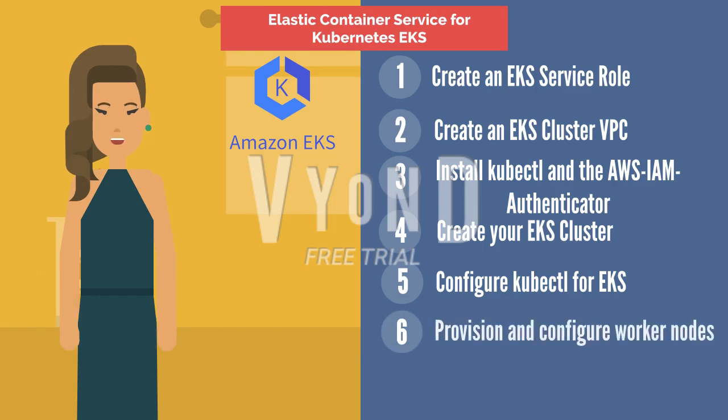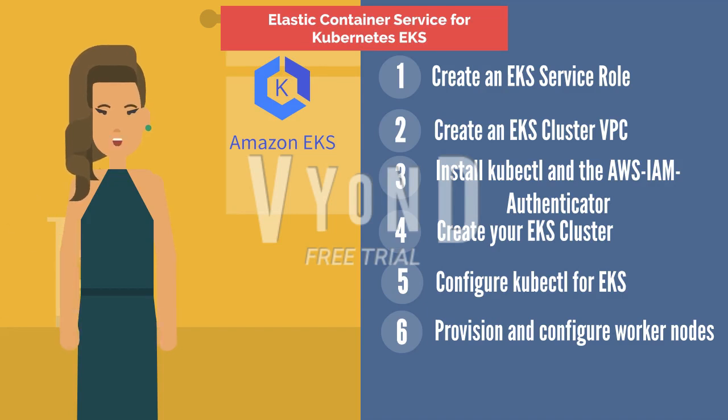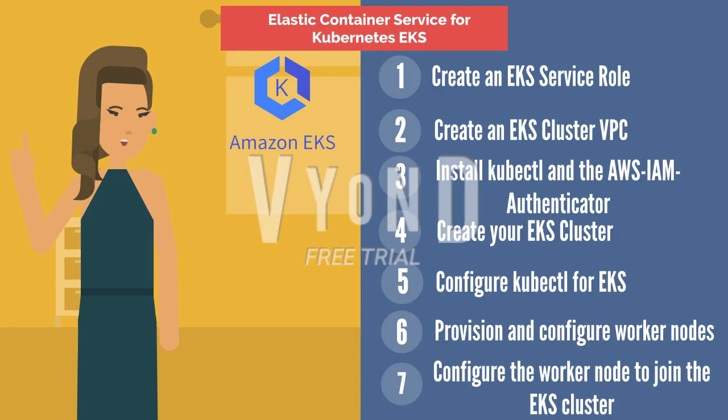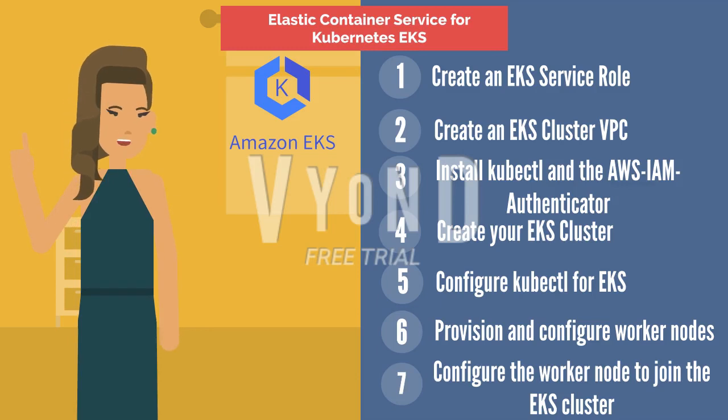6. Provision and configure worker nodes. Once your EKS cluster shows an active status, launch your worker nodes using CloudFormation based on a YAML template. The link to download the YAML template has been provided in the description. 7. Configure the worker node to join the EKS cluster. Download the YAML configuration map from the link given in the description. Edit and replace the ARN of instance role, not instance profile, with the node instance role value from step 6. Your EKS cluster and worker nodes are now configured and ready to deploy your applications with Kubernetes.